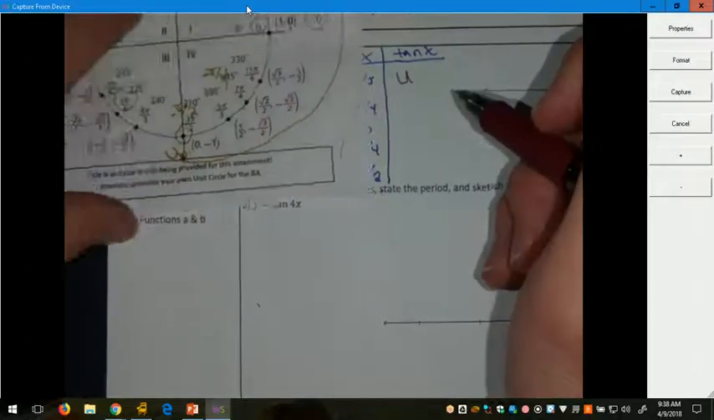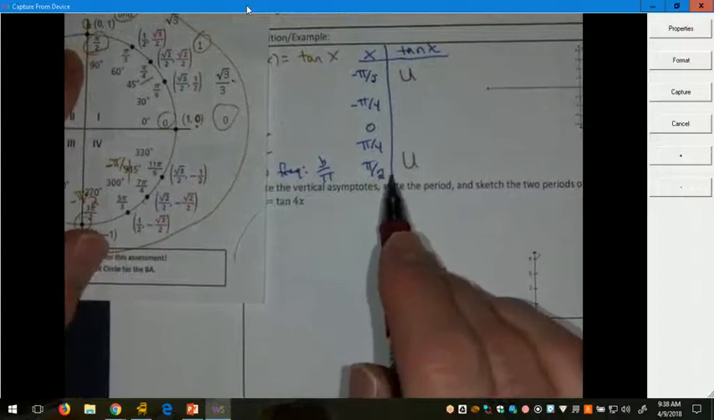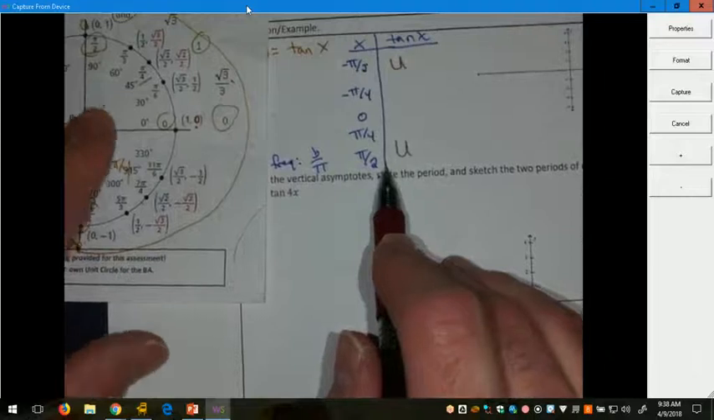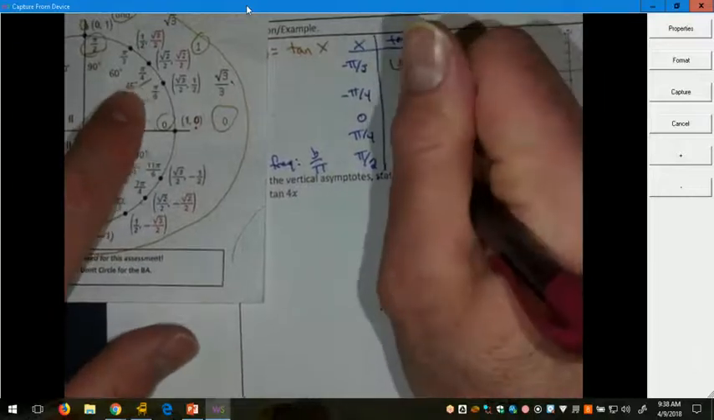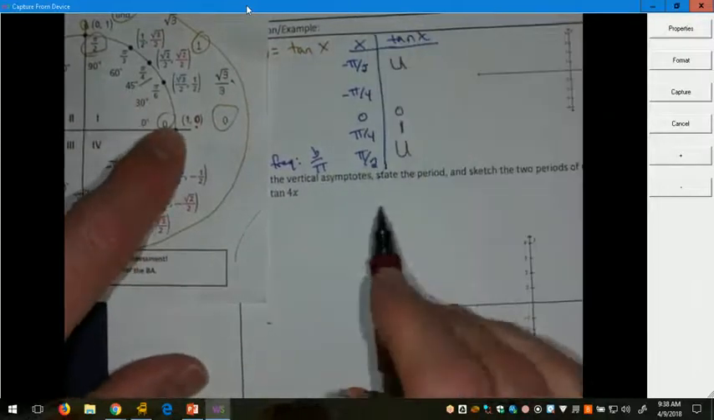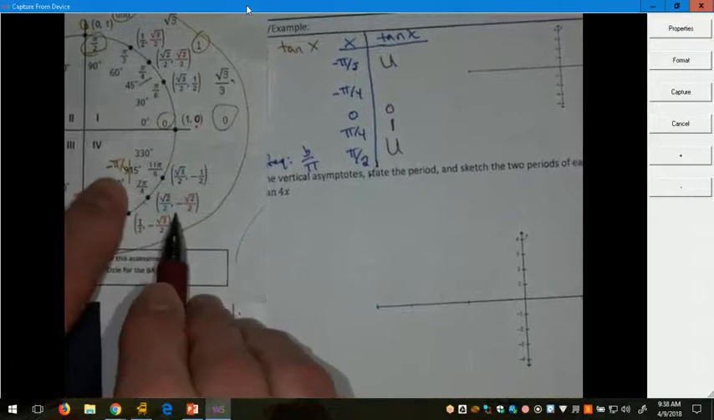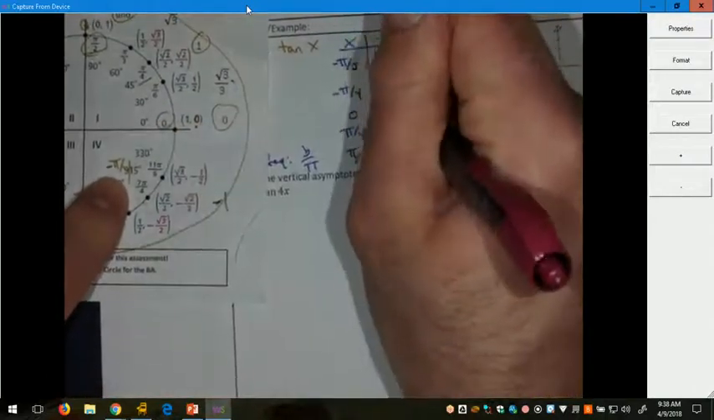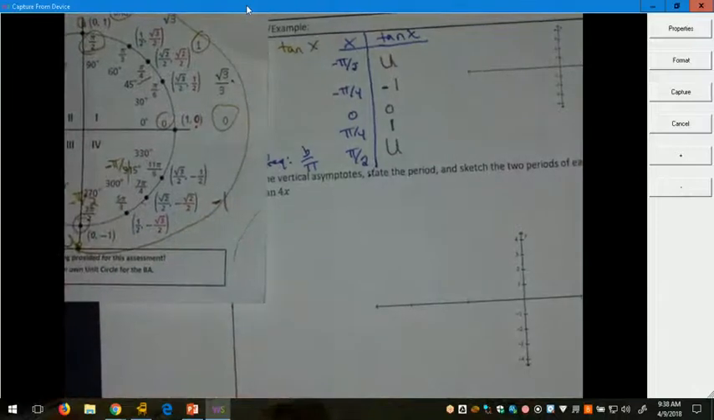So same at pi over 2, that's why we wanted an uninterrupted graph, so we went from vertical asymptote to vertical asymptote. At pi over 4, the value is 1. At 0, the value of tangent is 0. And at negative pi over 4, this is going to give us negative 1 when I divide the y over the x, or sine over cosine. Any questions where the table comes from?